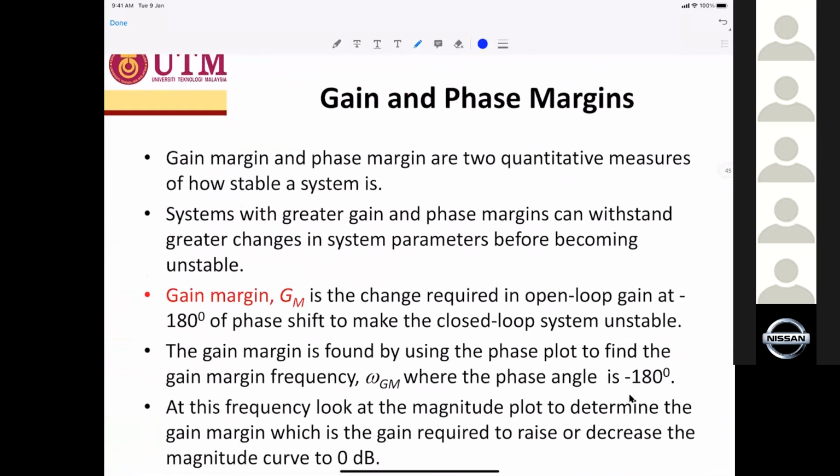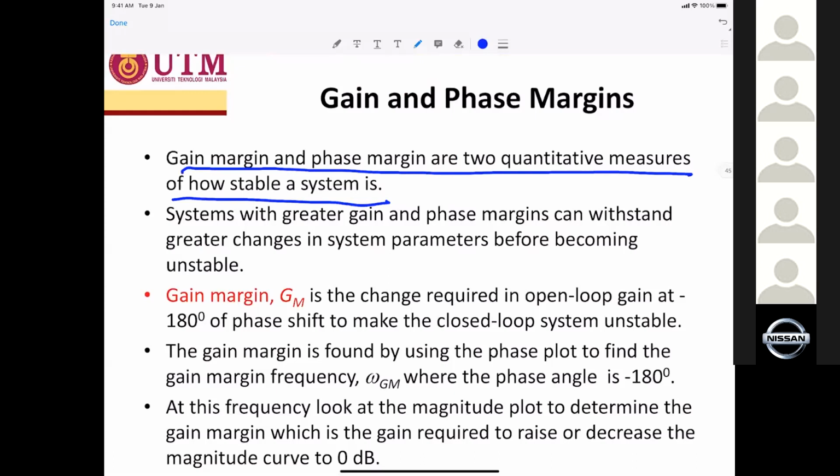Before I go to the gain and phase margin definitions, I already discussed with you from the MATLAB plot that we can get these values of gain margin and phase margin via computer. So gain margin and phase margin are two quantitative measurements to indicate how stable the system is. A system with greater gain and phase margin can withstand greater changes in the system parameters before it becomes unstable.